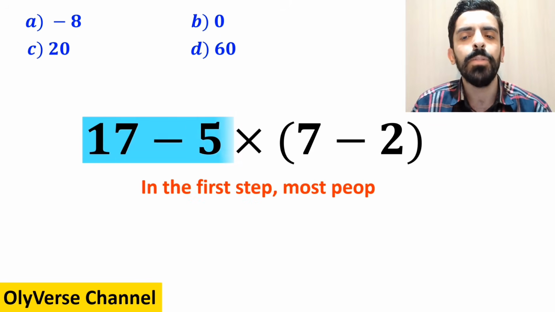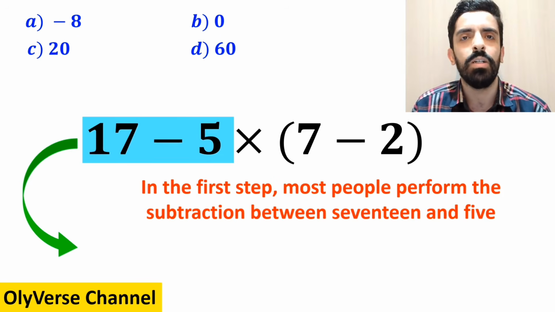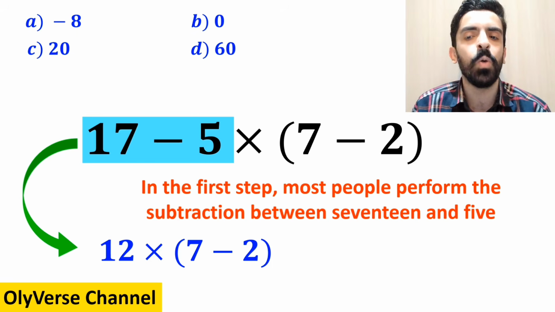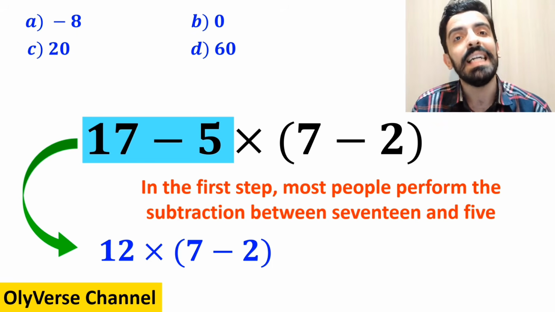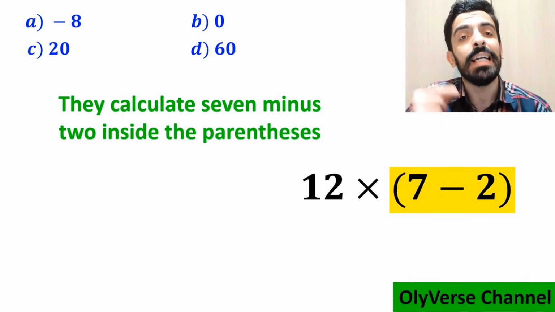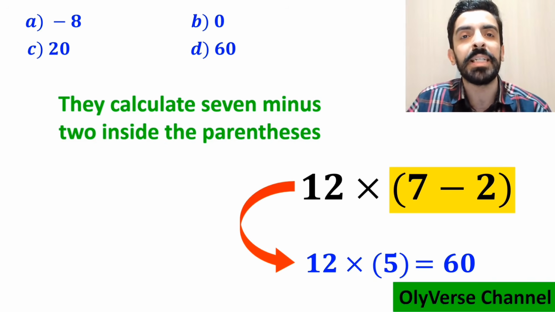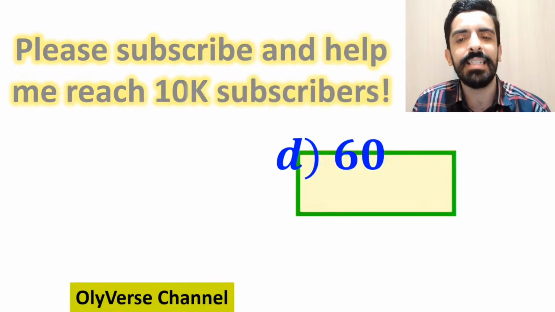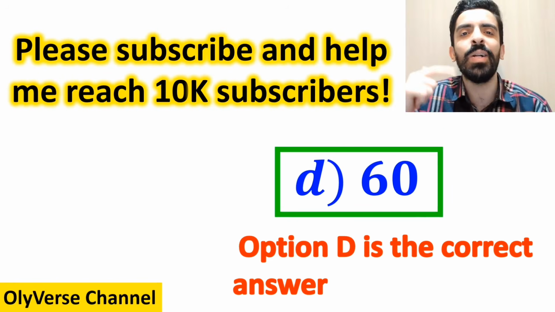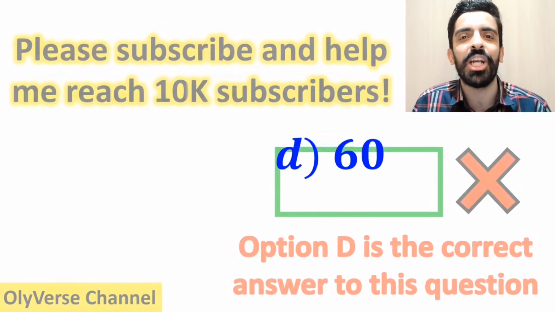In the first step, most people perform the subtraction between 17 and 5, which I have highlighted in blue. So, this expression simplified to 12 multiplied by 7 minus 2 inside the parentheses. In the next step, they calculate 7 minus 2 inside the parentheses, which becomes 12 multiplied by 5. And finally, the value of this expression must be equal to 60. Then, without any hesitation, they quickly say that option D is the correct answer to this question. However, it's not the correct answer to this question.